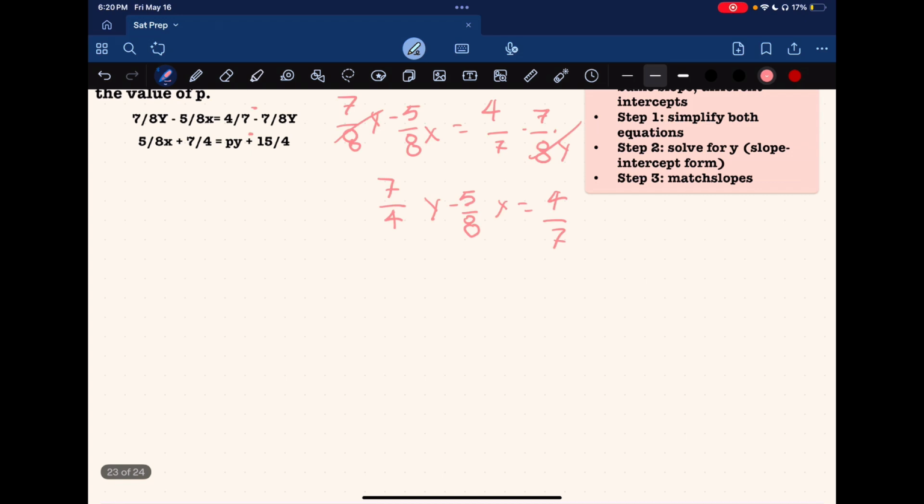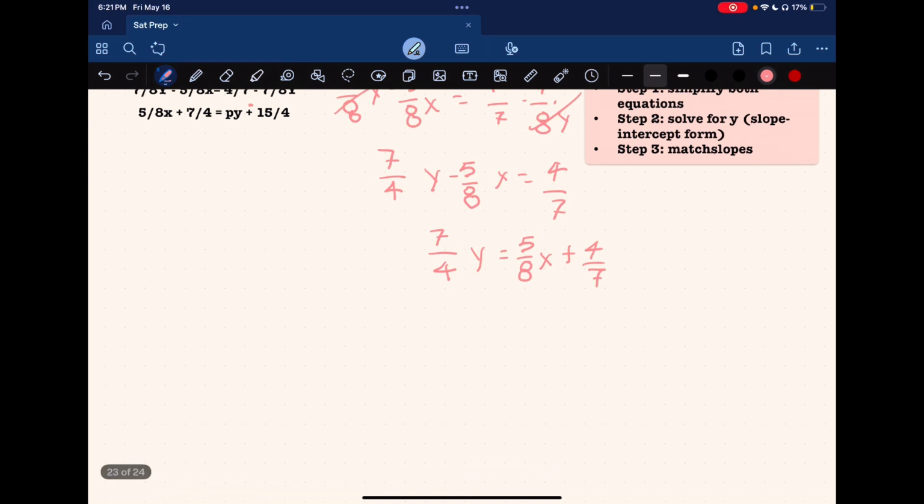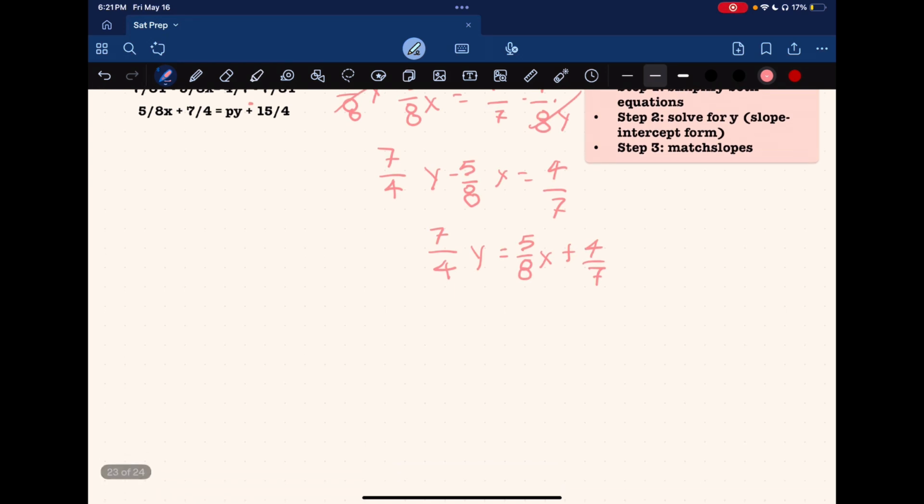So then we have this, and then I'm going to move the negative 5/8 x to the right side. So it would be 7 over 4y equals 5 over 8x plus 4 over 7. And then next we're going to multiply by 4 over 7 on both sides to get the y by itself. And then it would give us 20 over 56x plus 16 over 49.